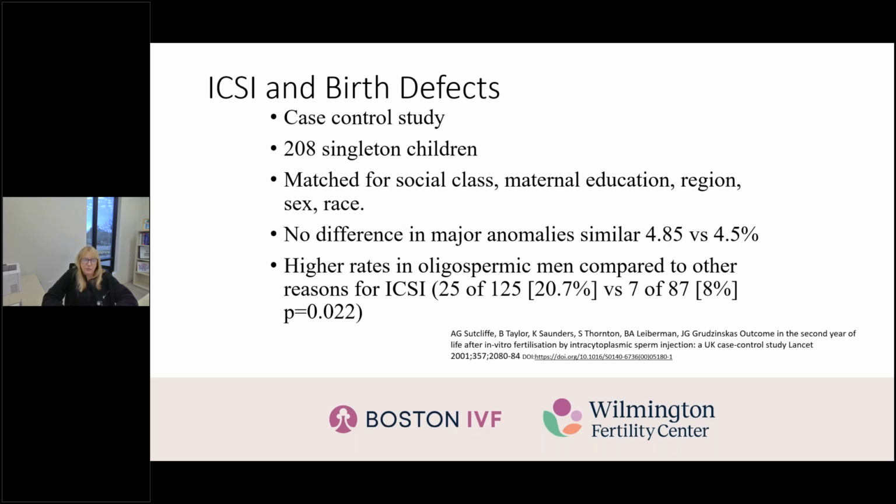What they did find was a much higher rate of birth defects in men who were oligospermic compared to those who were doing ICSI for other reasons. So they found it to be as high as 20.7% in those who had oligospermia compared to 8% who did ICSI for other reasons.